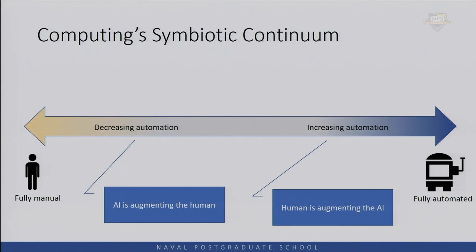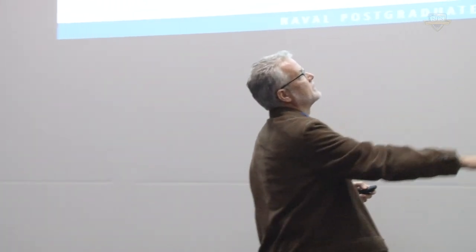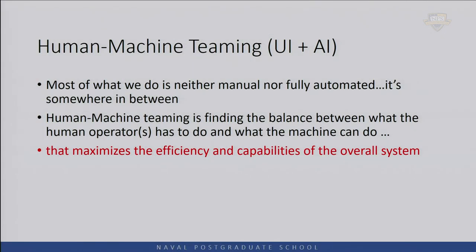But as we move over here towards more fully automated systems, you have a different scenario where the human is actually augmenting the AI. The AI is doing most of the work, and we see this in a lot of learning techniques where the machine's doing the work and the human is there to kind of steer and say, no, that's not quite right, this is the right answer, you should have done that. The human's just doing some micro steering, but the system is actually doing the majority of the work. More on this end over here.